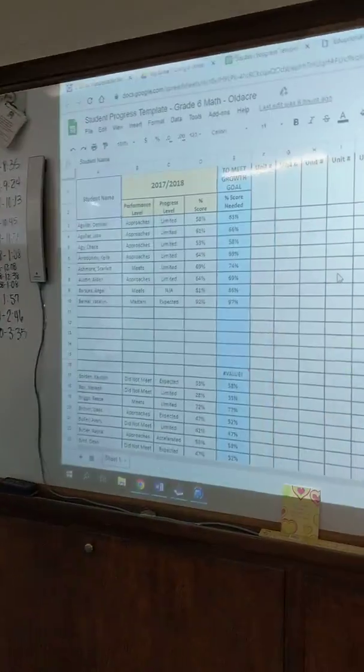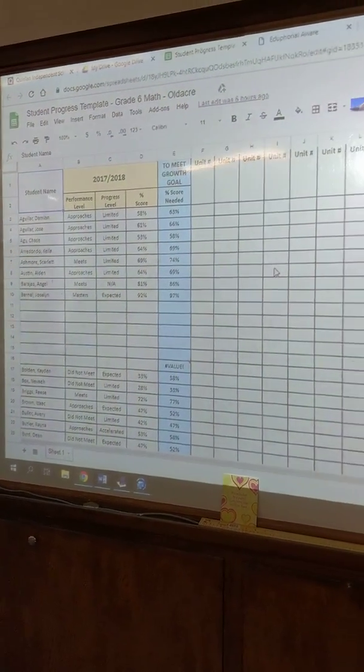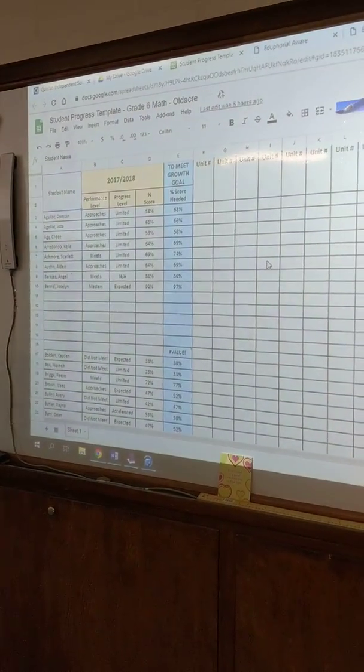Okay, this will be a running video of Mr. Oldacre leading our data session, and I'm going to leave the video up here focused on his projected computer screen.